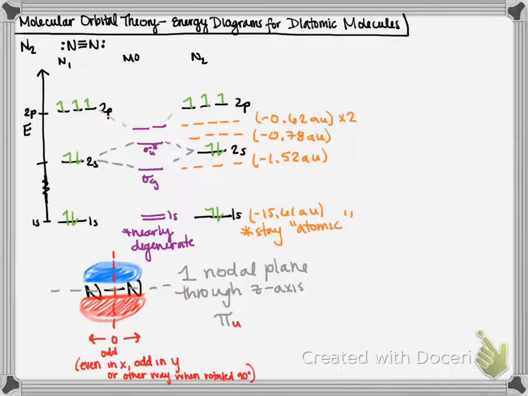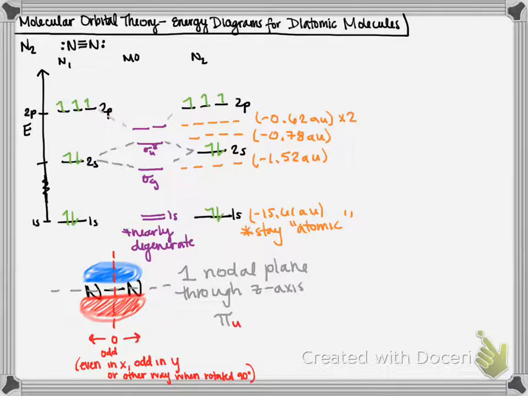Or if we were to look at the other degenerate orbital, this would be 90 degrees offset, so it'd be even in x and odd in y. So either way, the difference between these two degenerate orbitals is they're rotated 90 degrees in the xy plane. All right, so because we have even times odd, that makes this an odd function, or an Ungerade function. So this is a pi ungerade.